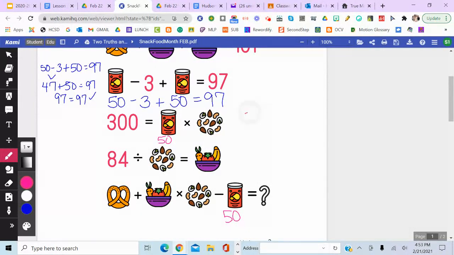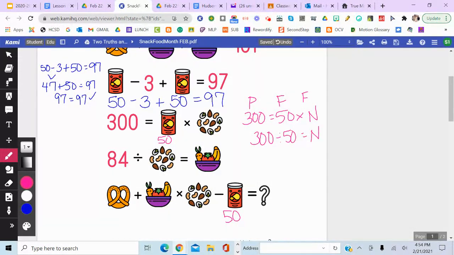So if I think about 300 equals 50 times n, here's our fact families. Remember, factor times factor equals product. So remember when we were doing our fact families, if 300 is the product, I know that I can take the product and divide it by one factor to solve for the other.